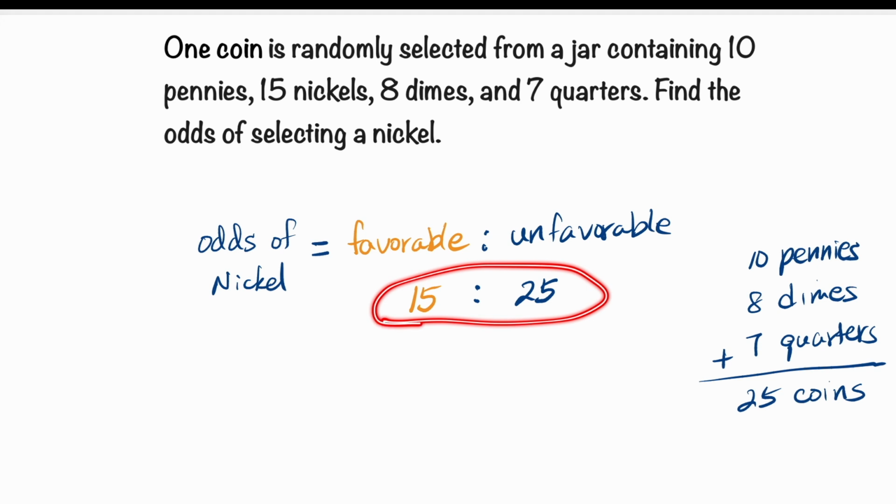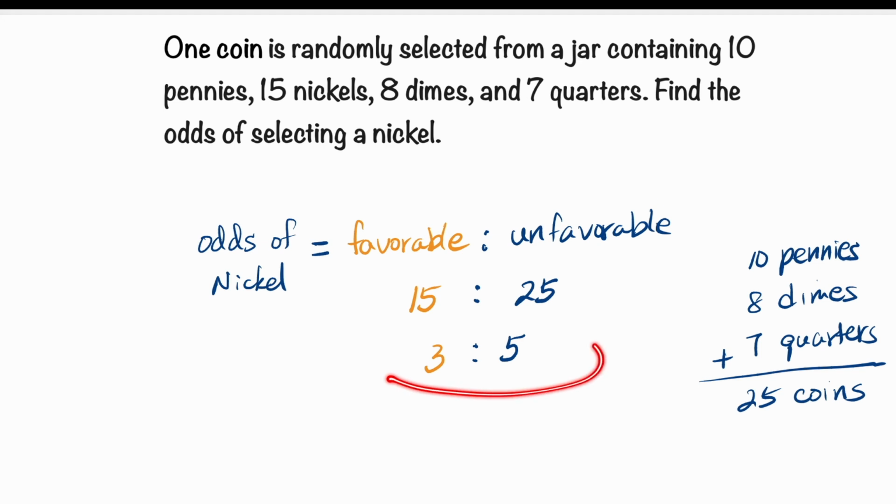We can simplify this because 5 will divide into both of these numbers. So you get 15 divided by 5 is going to give us 3, and 25 divided by 5 is 5. So our solution to the odds of selecting a nickel is 3 to 5.